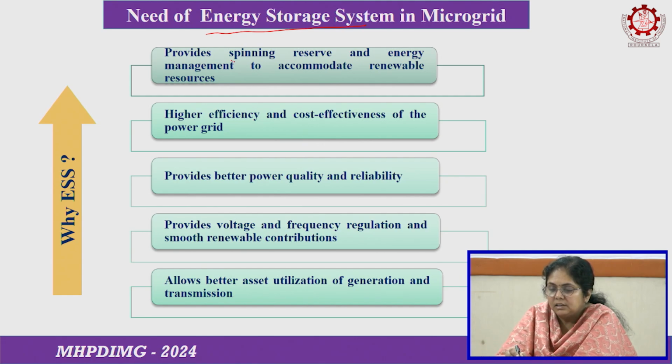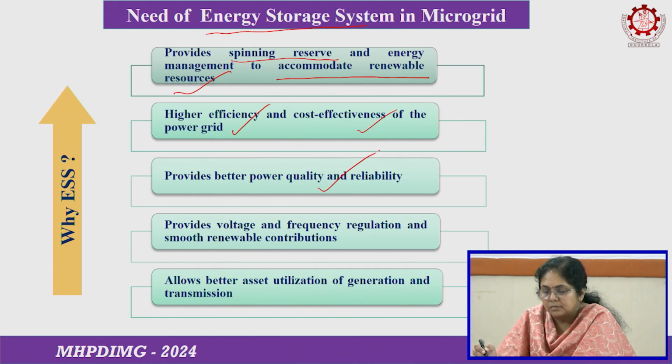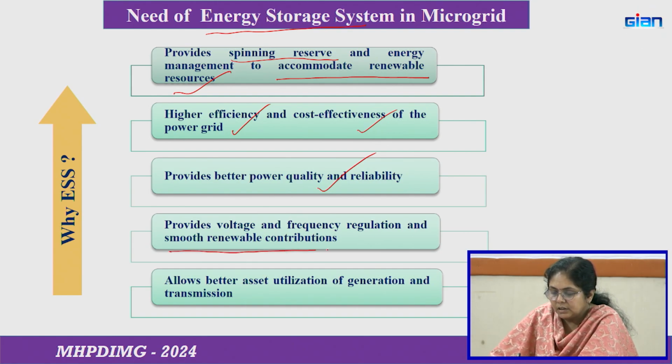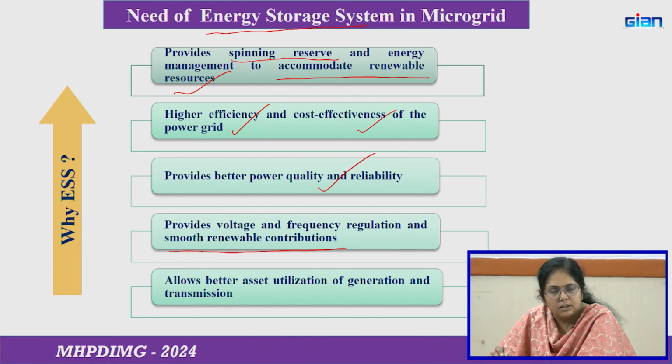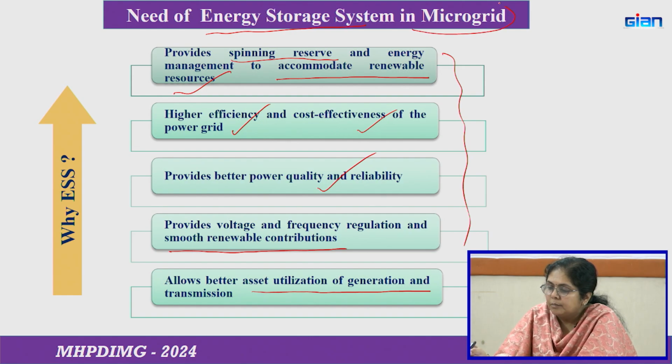When I am using energy storage for a microgrid, what advantages does it provide? It can be used as a spinning reserve and for energy management, to accommodate new renewable energy sources if you are adding them. It gives higher efficiency and is economic and cost effective. It provides better power quality and improves the reliability of the system, and also gives better voltage and frequency regulation if you need to control renewable energy in a smoother way. The last point is better asset utilization of the generation as well as the transmission. So, these are the needs for which energy storage is required in microgrid applications.